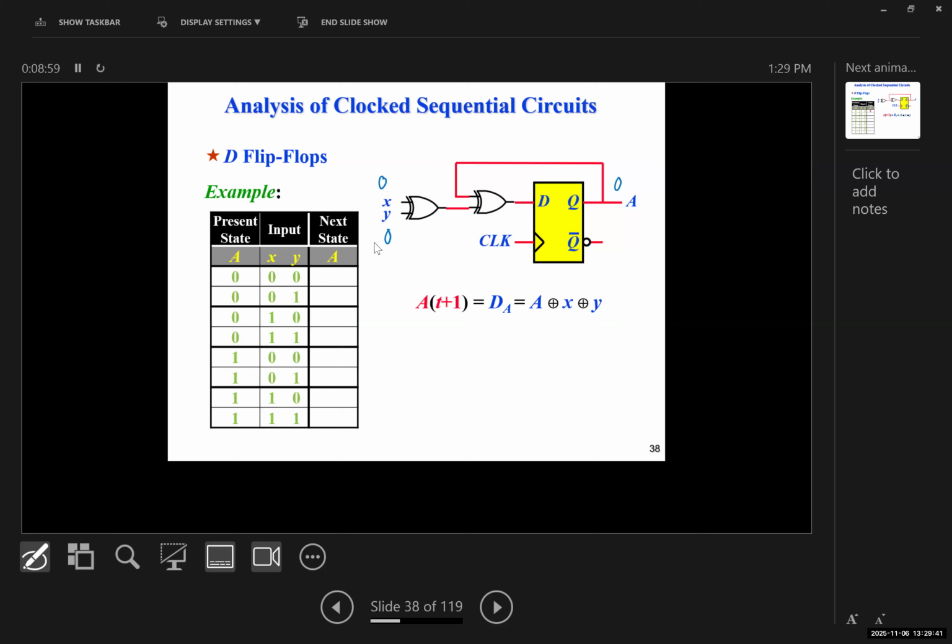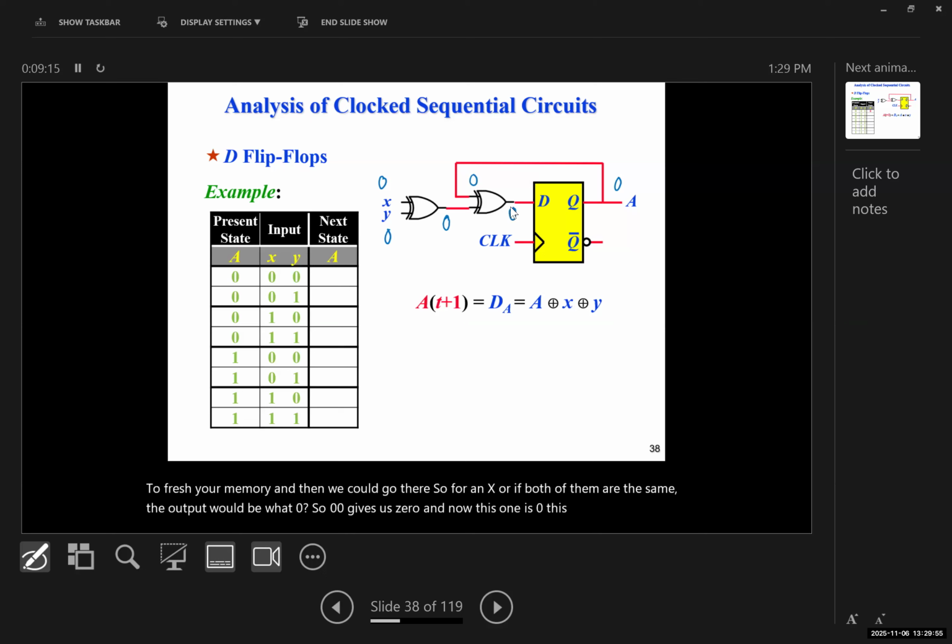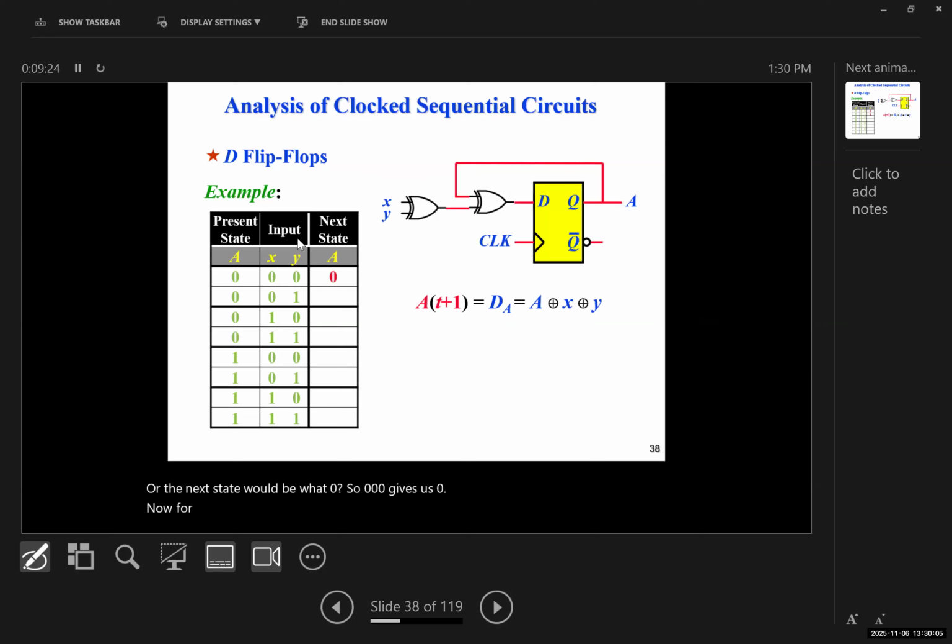Okay, let me solve this first one to refresh your memory, and then we could go there. So for an XOR, if both of them are the same, the output would be what? 0. So 0, 0 gives us 0. And now this one is 0. Therefore, DA, or the next state, would be what? 0. So 0, 0, 0 gives us 0. Now for the next one. A is 0. Now X is 0, but Y has changed to 1. What would the next state of A, or DA, be?